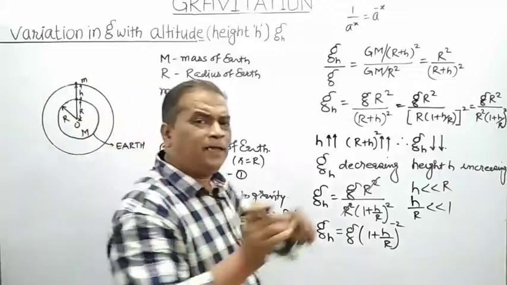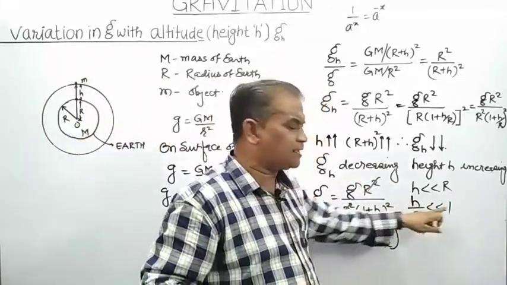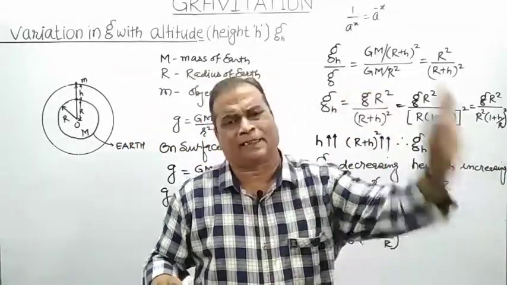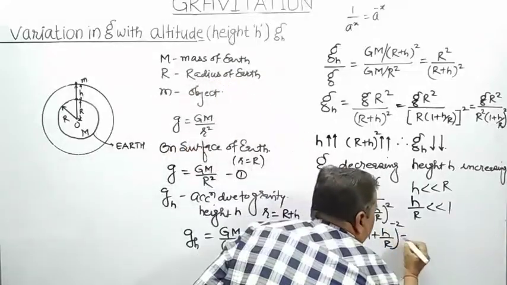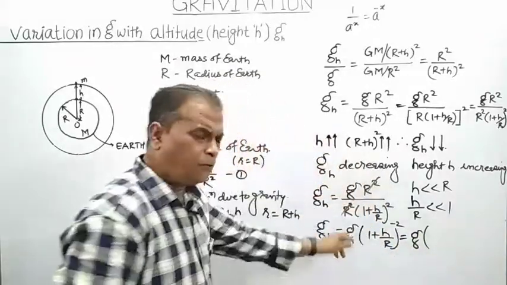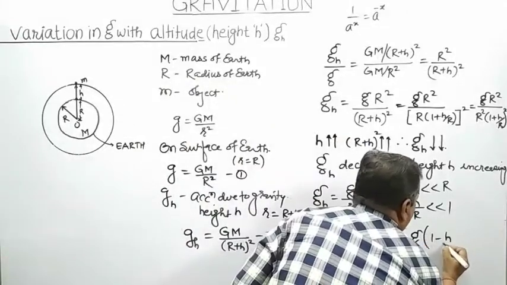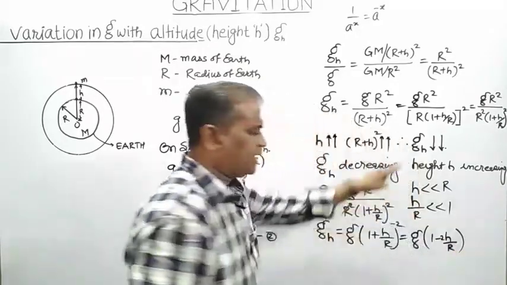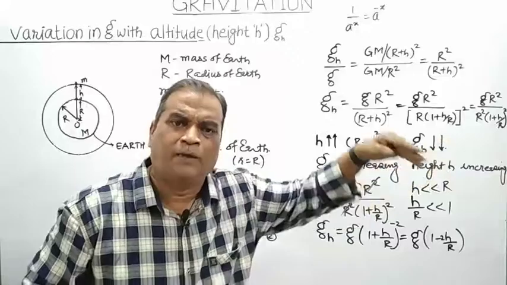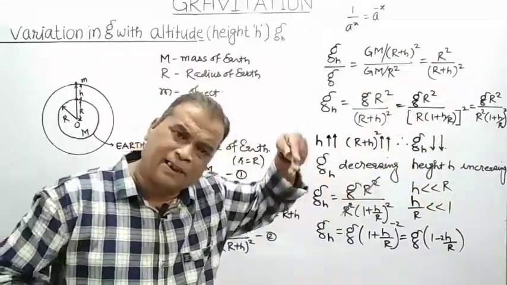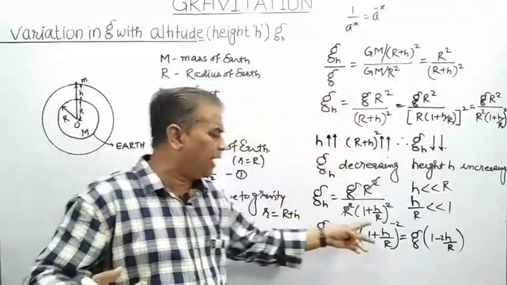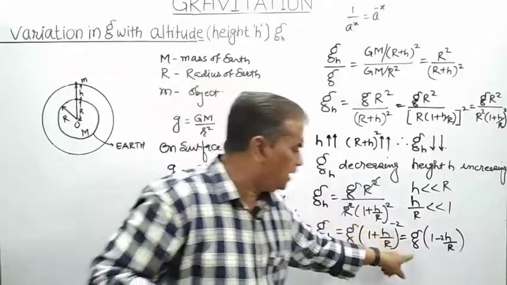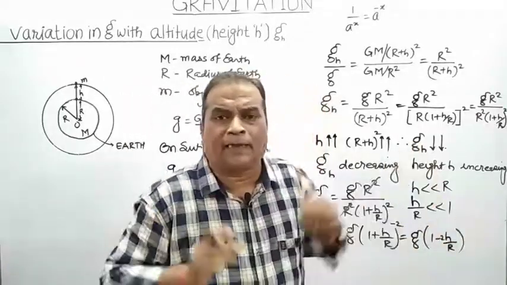Remember, by using binomial expansion, because h by R is very less than R, means higher powers of h by R are very small and can be neglected. So the expansion of this is g into, if you expand it, 1 minus 2h divided by R plus h square by R square and so on. But the terms of h square by R square, because h by R itself is very small, so the terms containing higher powers of h by R can be neglected. So we are left with g in bracket 1 minus 2h divided by R.